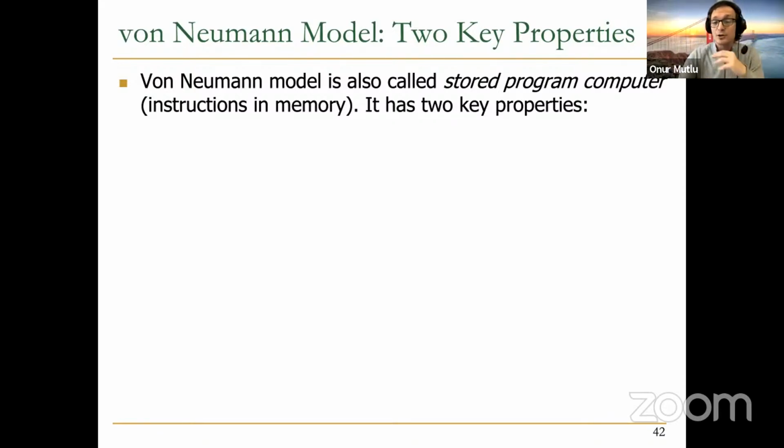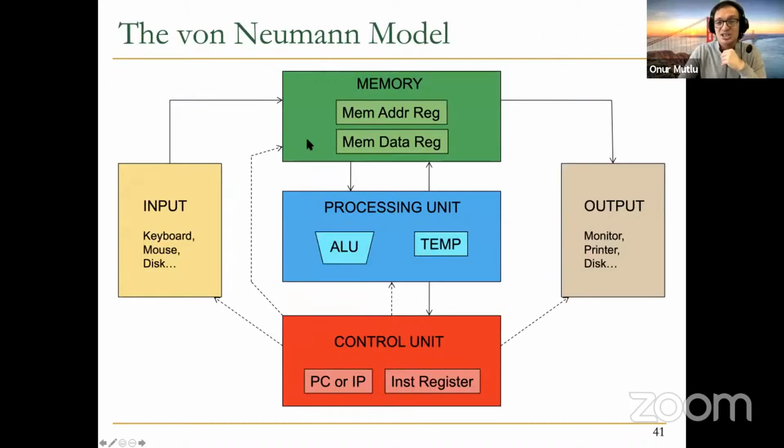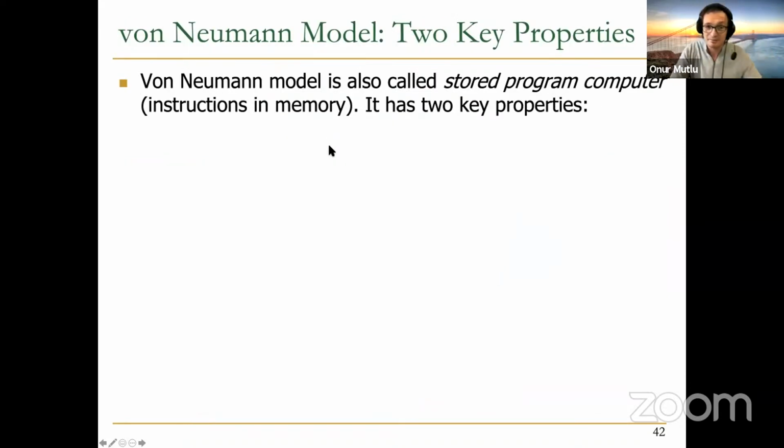The von Neumann model is also called the stored program computer, meaning instructions are in memory. Whenever you want an instruction, you fetch it from memory. The program is inside the memory. To execute the program, the control unit goes through memory, gets the instruction, decodes it, figures out what needs to be done, and then sends it to the processing unit. The processing unit processes the instruction, updates the memory as needed, and then the control unit gets to the next instruction. We're going to see that model later on. But this is exactly why it's called the stored program computer: because the program is stored in the memory.